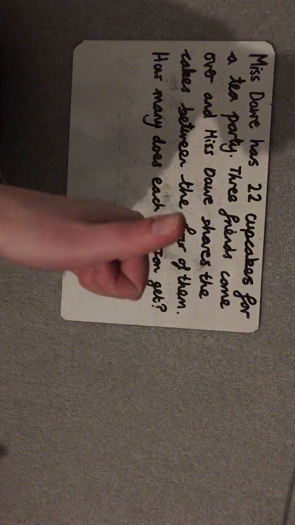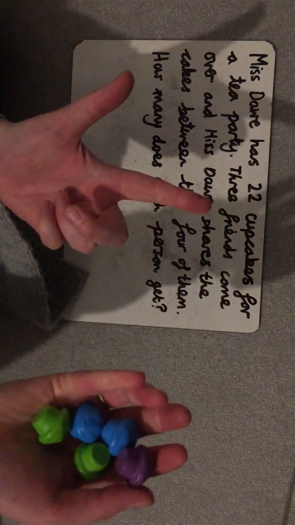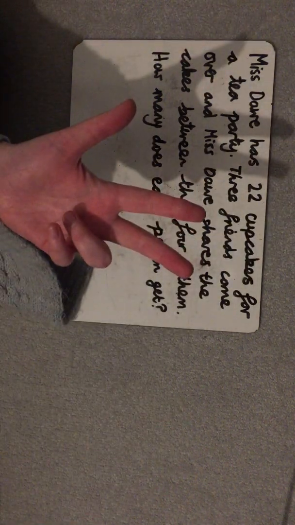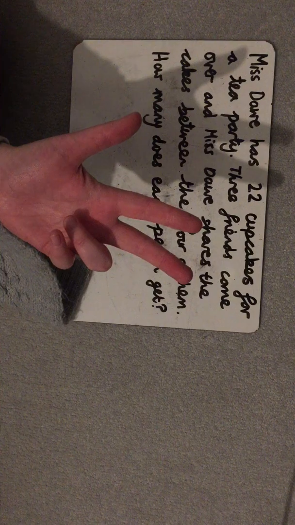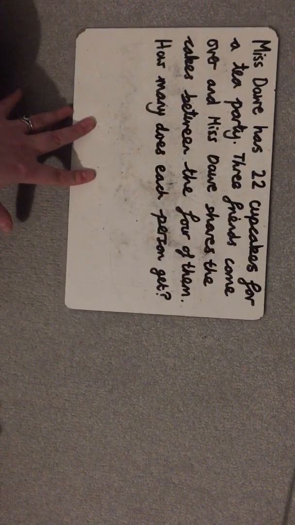So the first thing you need to do is write the number sentence. Second thing you need to do is do a drawing or use objects to help you. Third thing you need to do is write your answer with an R for your remainder. Pause the video, have a go at it on a whiteboard or a piece of paper, then unpause so we can go through it together.